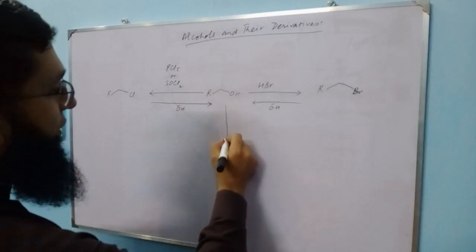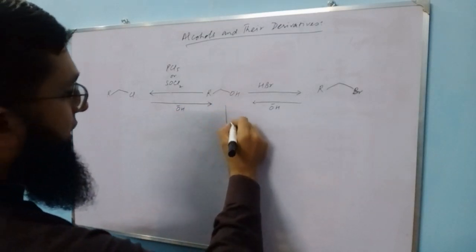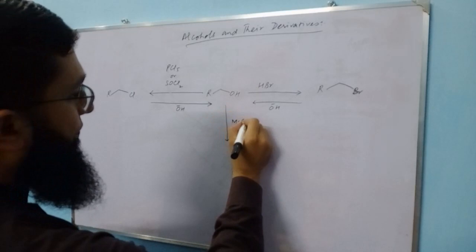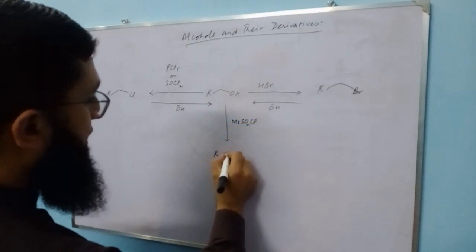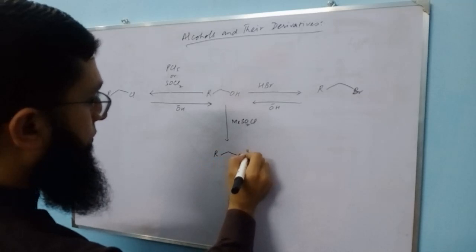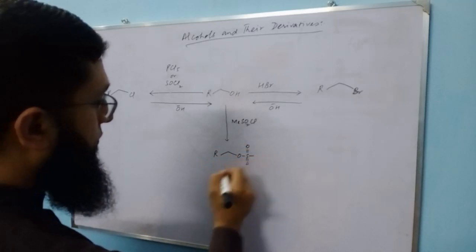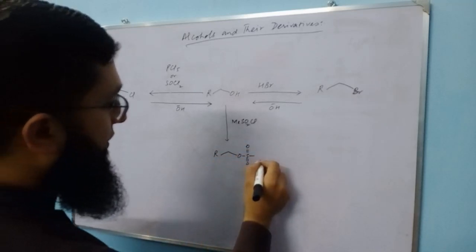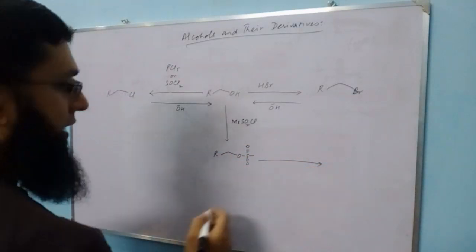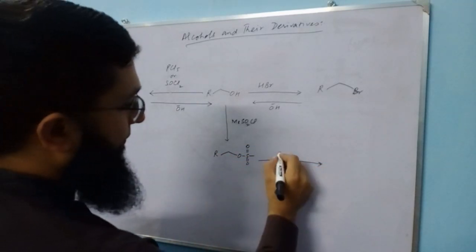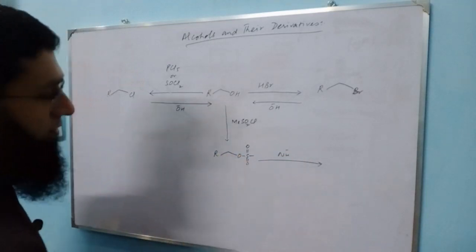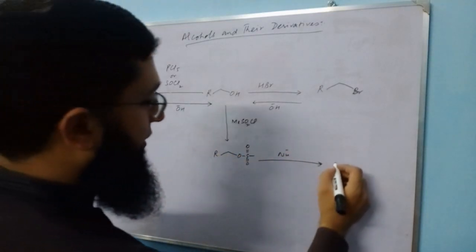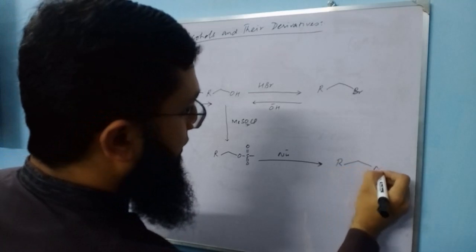Furthermore, if we use methane sulfonyl chloride, we get the mesylate derivative, and we can use any desired nucleophile which can attack here, and as a result of nucleophilic substitution reaction we get this one.